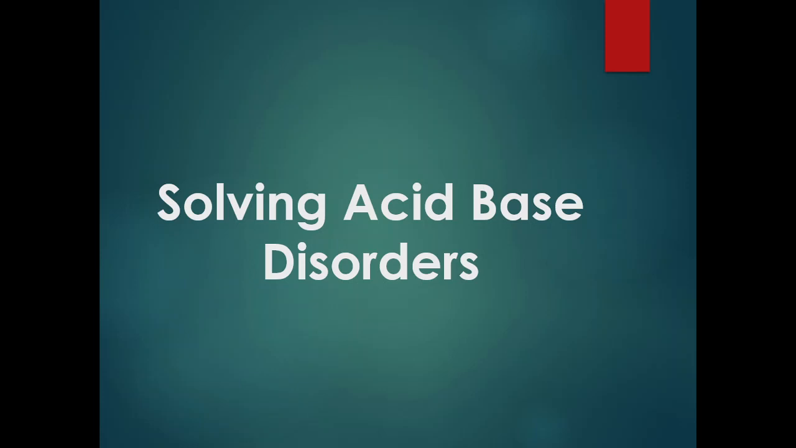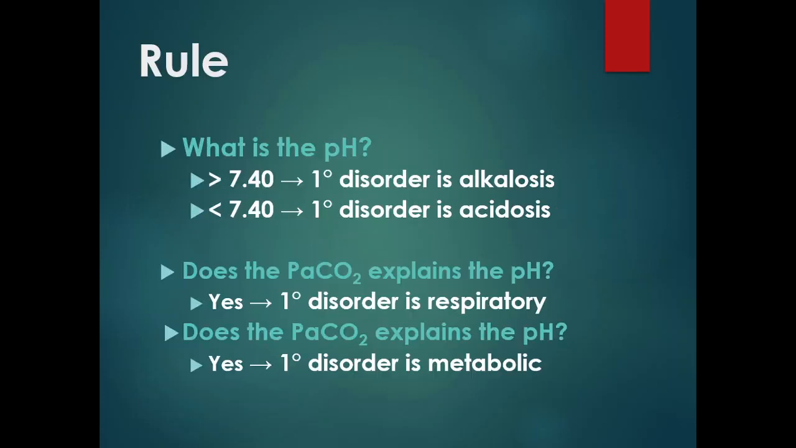Now I'll go quickly over solving acid-base disorders. The first rule when we think about solving an acid-base disorder is to decide what the primary disorder is, what the primary problem is, and we look at the pH. If the pH is more than 7.40, most likely the major problem is of alkalosis origin. But if the pH is less than 7.40, the primary disorder is usually acidosis.